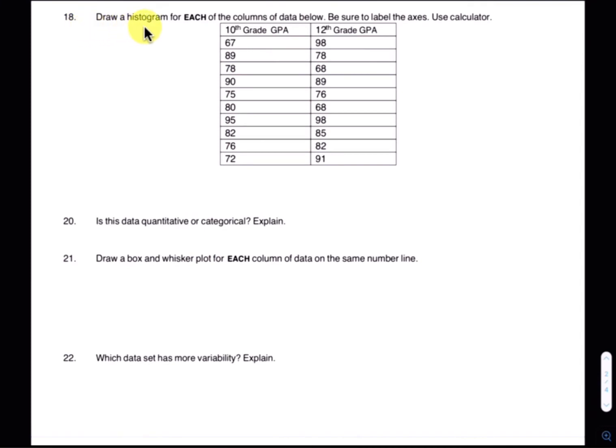All right, here's number 18. It says draw a histogram for each of the columns of data below. Be sure to label the axes and use a calculator. In the first column, it looks like we have 10th grade GPA. First, we'll notice that we have one number that's in the 60s. We've got 4 numbers in the 70s. We've got 3 in the 80s. And we've got 2 in the 90s. So we'll use that information to do our histogram.